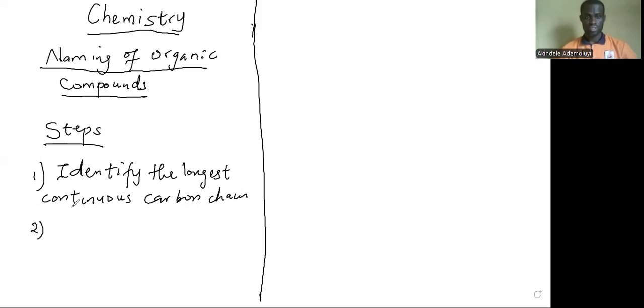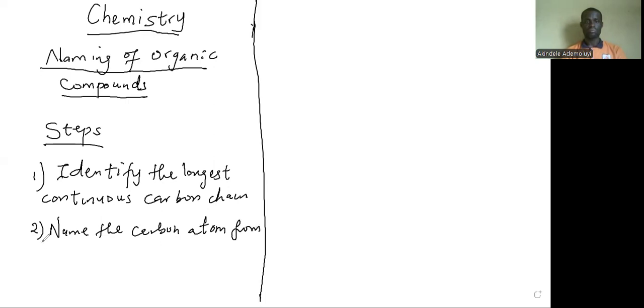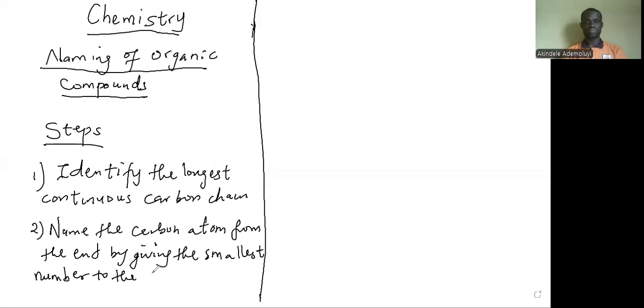Step number 2 is to name the carbon atoms from the end by giving the smallest number to the substituent and functional groups.